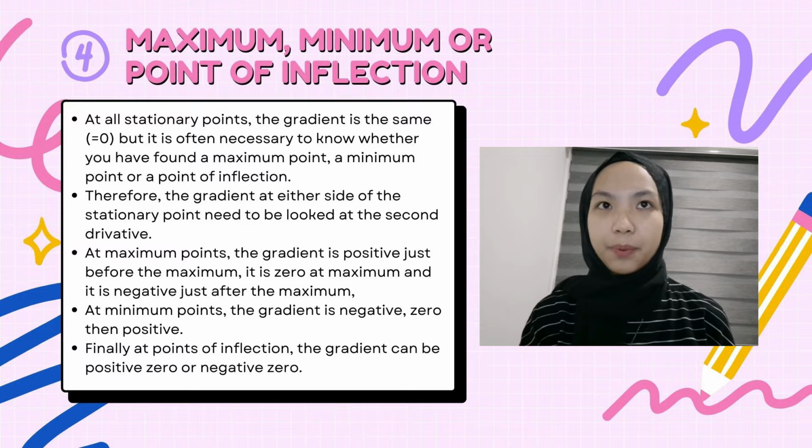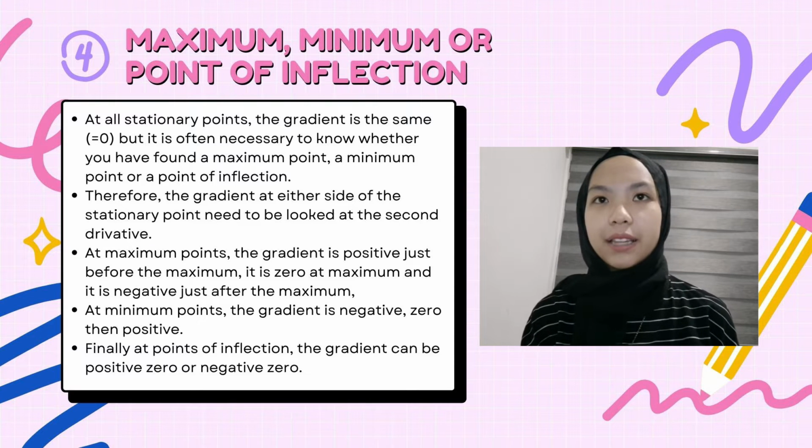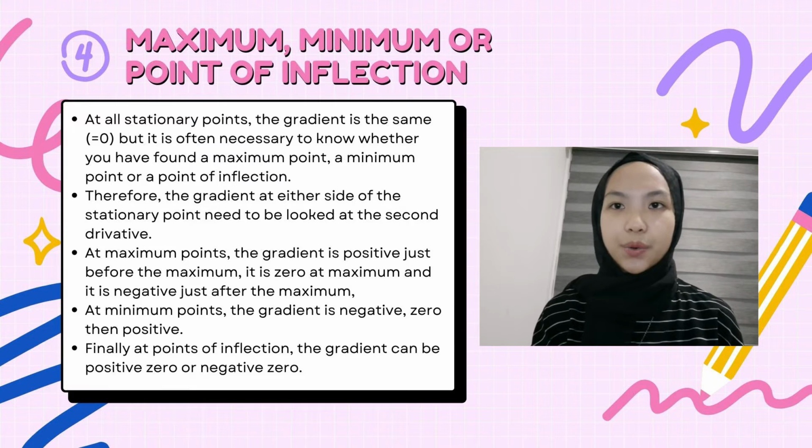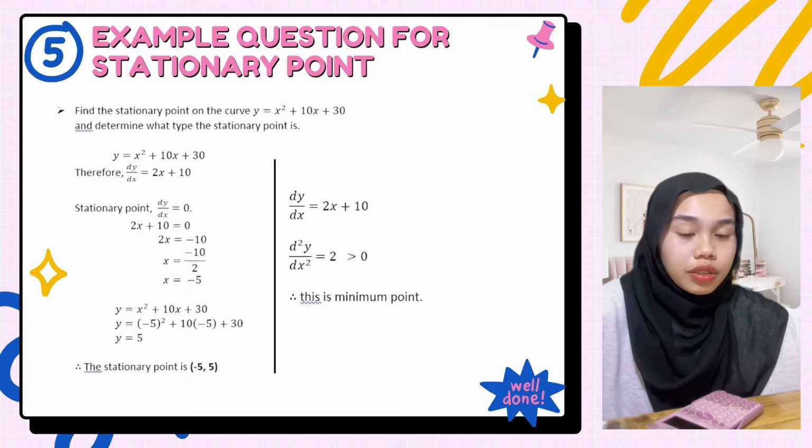At a maximum point, the gradient is positive just before the maximum. It is 0 at the maximum and it is negative just after the maximum. At a minimum point, the gradient is negative, 0, then positive. Finally, at points of inflection, the gradient can be positive, 0, positive or negative, 0, negative. Okay, so next is the example equation for stationary point.